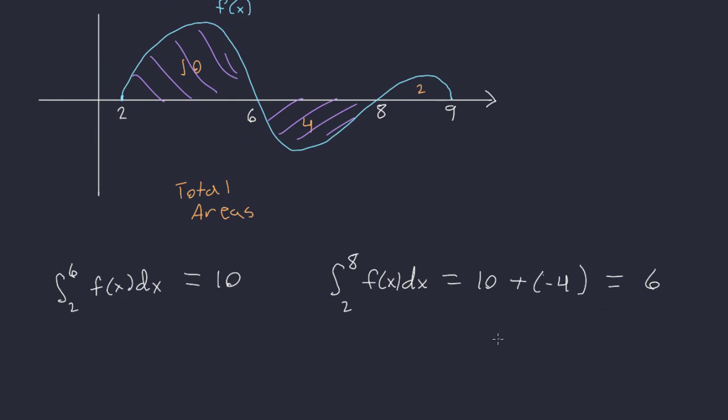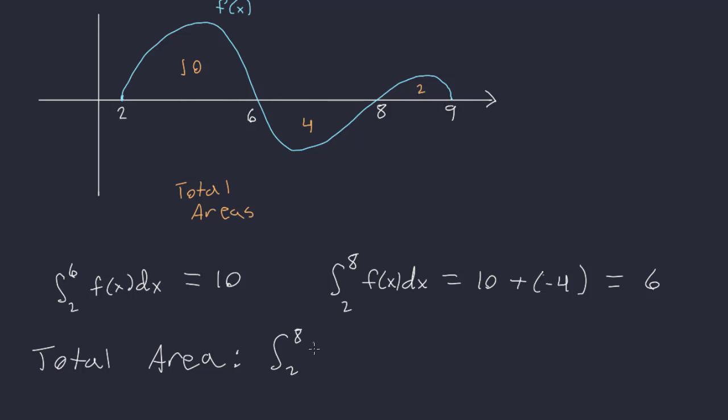Now, how would we get the total area if we wanted it? Well, if we wanted the total area, what we would need to do is take the definite integral from 2 to 8 of the absolute value of f of x dx. The absolute value takes anything that's negative and flips it up to be positive. So this is the absolute value of f of x. It doesn't change anything here because it's already positive, or here, but here it would.